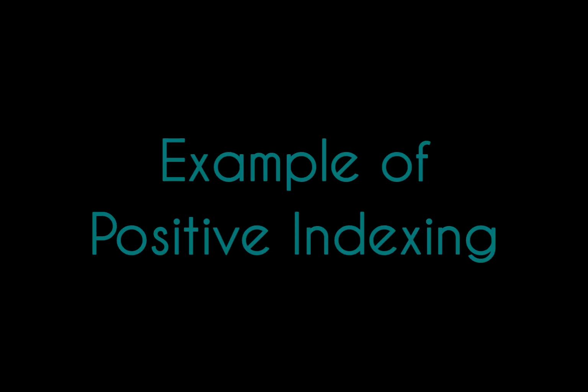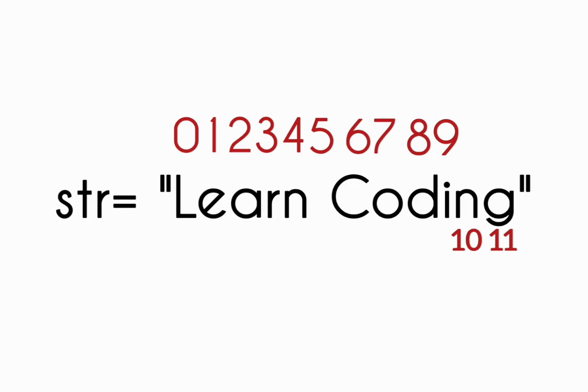First, I will take the example of positive indexing. Here, I am taking my first example. str is the variable I have taken here, which contains the value learn coding. This is written inside the double quotes, which means learn coding is a string. Here I have assigned each character a position, and these positions are called the indexes. Like whatever the character has their value, these are their indexes.